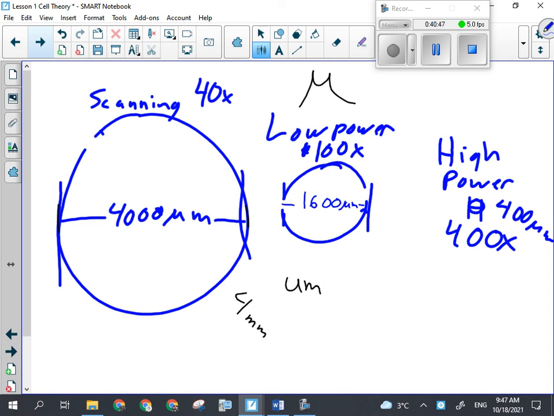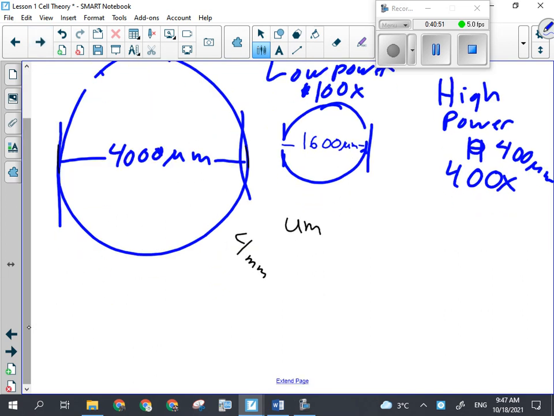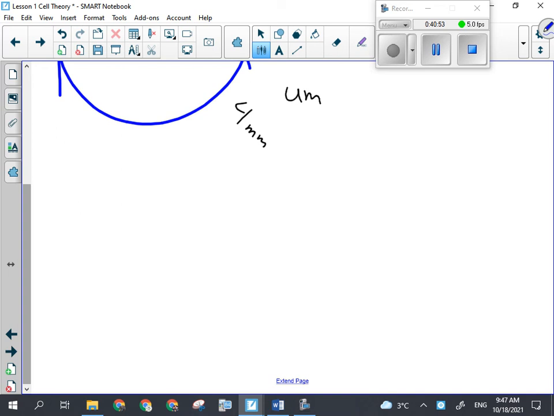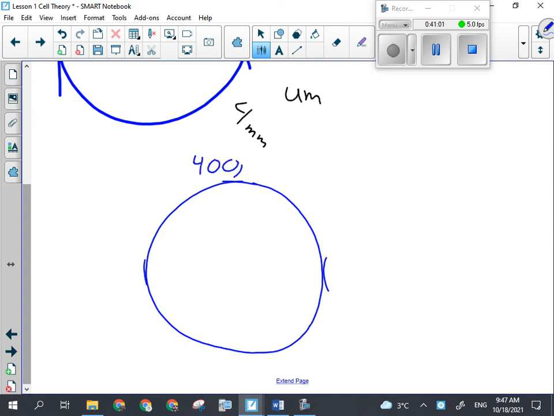So you're probably wondering, why is this stuff important? Here's why this stuff is important. Let's say I'm looking at something on high power. So I know that the distance from here to here is 400 micrometers. Let's say that what I'm looking at looks like this.